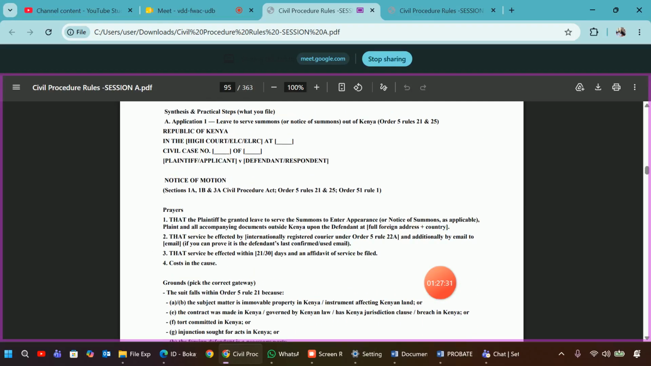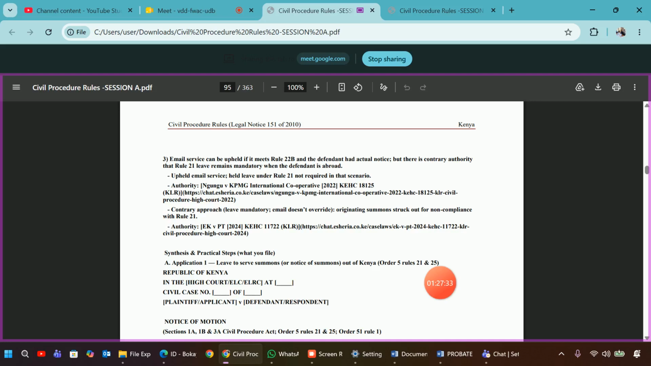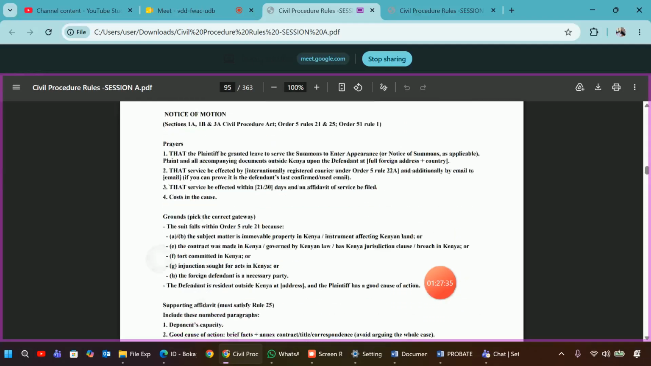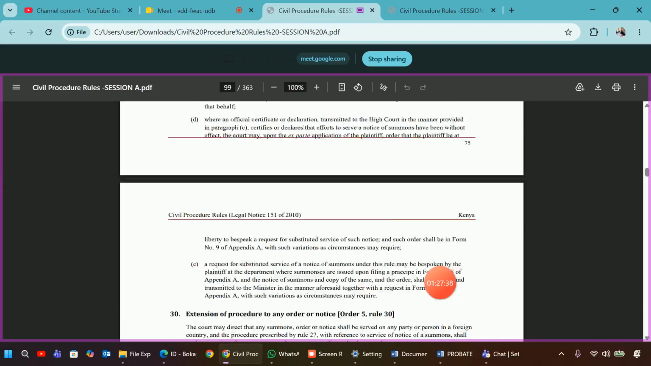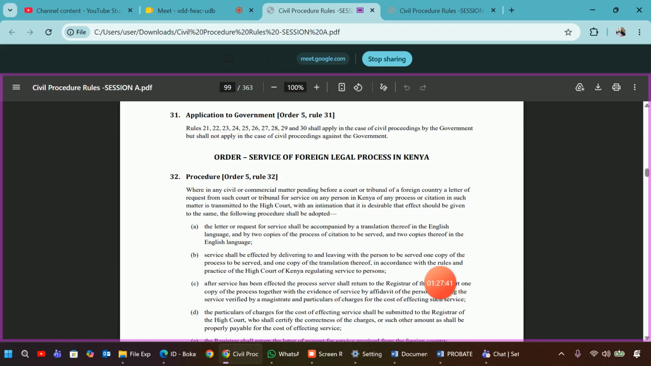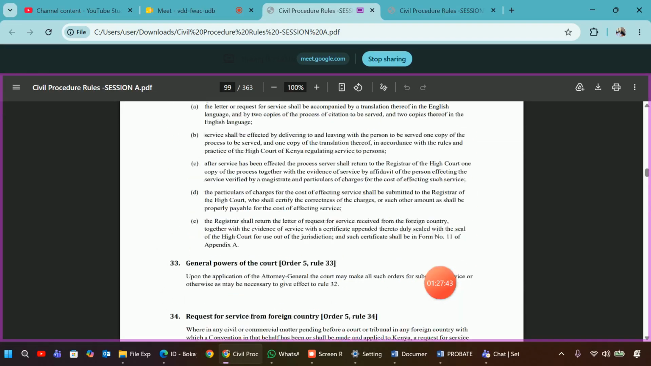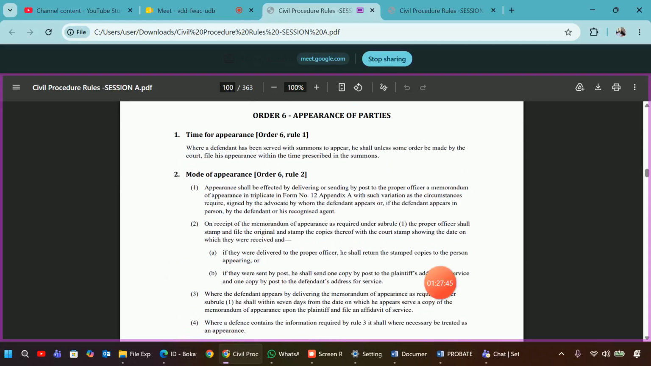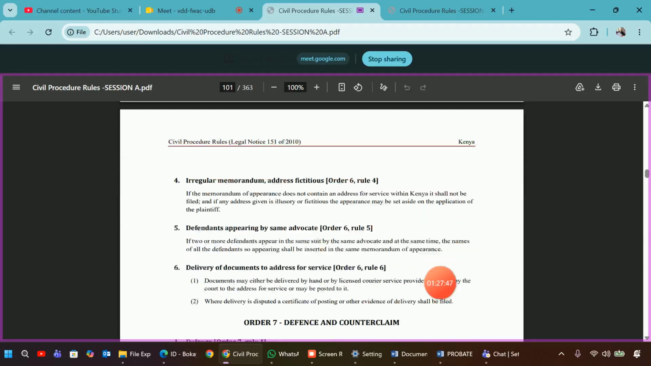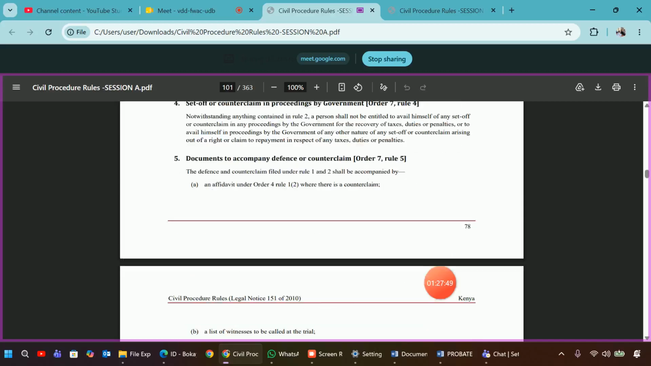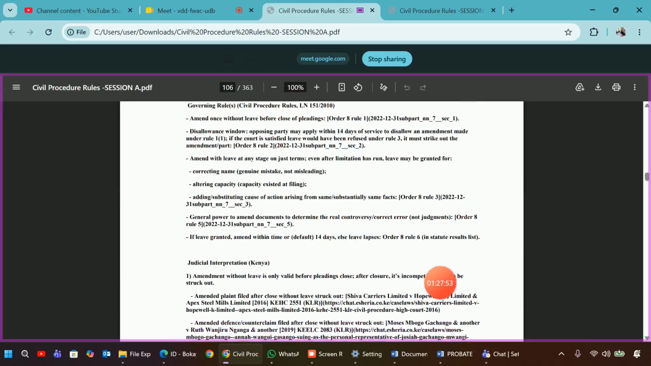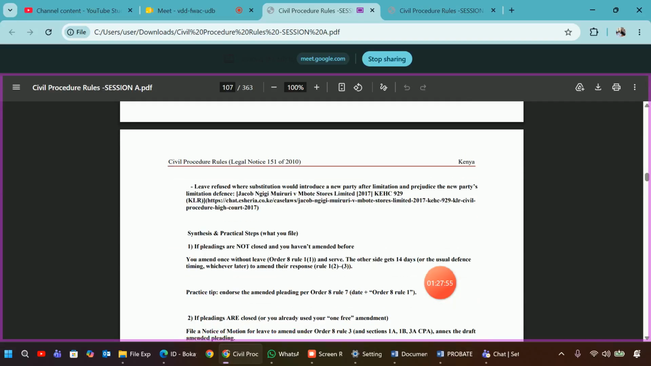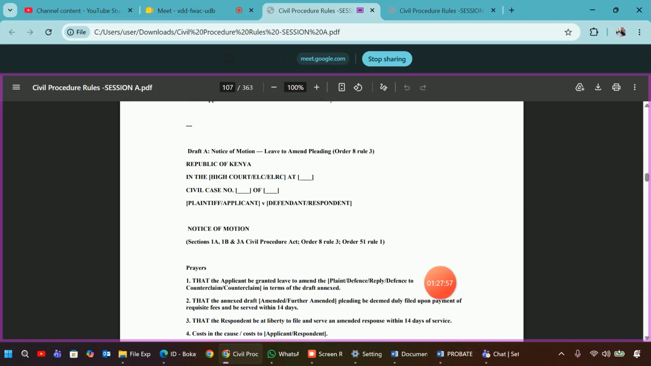Then we will also look at leave to serve summons, where you want to seek summons, leave to serve summons pursuant to an application. Then we have service of foreign legal processes in Kenya. We have appearance of parties. We have defense and counterclaim. Then we have various applications pursuant to that order.